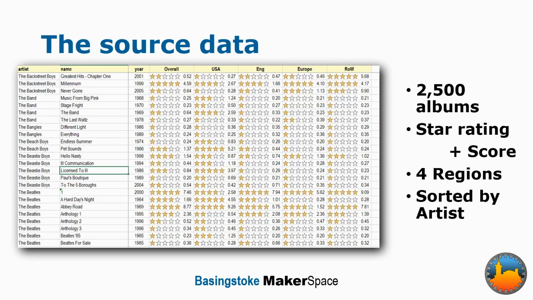This relies on us having a list of albums to pick from. In the example file, we have 2,500 albums, each listed with their year and a star rating based on chart data from 5 different geographic areas.